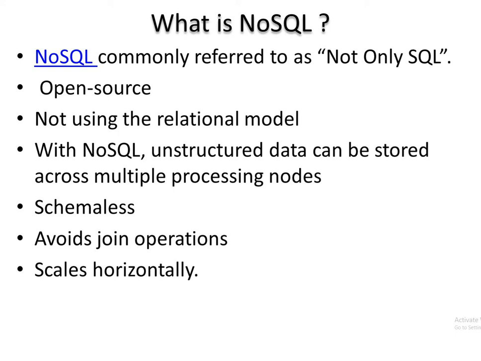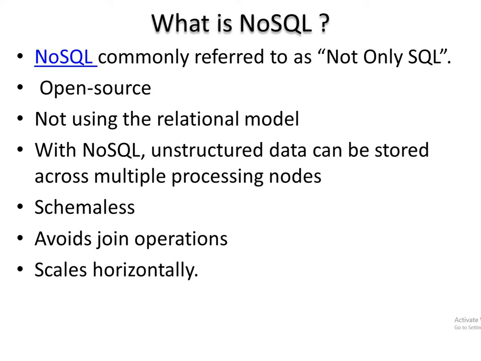It is open source. It can store unstructured data, and it supports multiple processing nodes, meaning it can be run on a distributed system. Generally, it is introduced for distributed systems. It is schemaless. It doesn't have a fixed schema, unlike the relational database system, where the data is stored in a fixed table schema. So here it is schemaless.